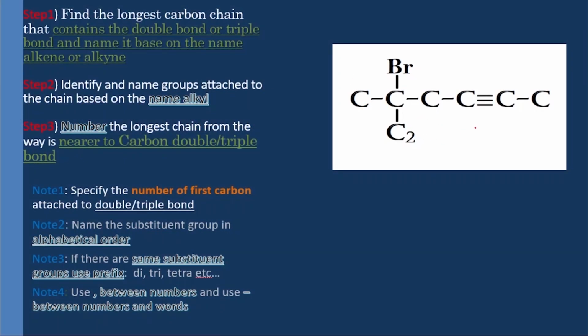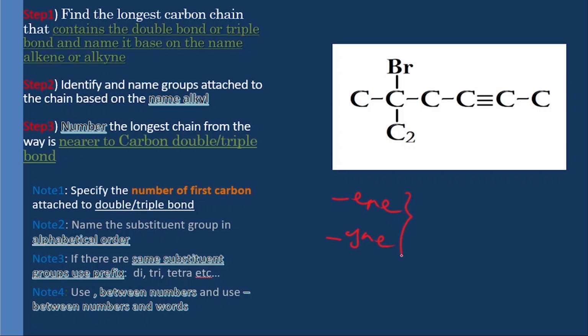In this example, we see a triple bond, and we know the name of a structure that has a triple bond is based on alkyne. There is no difference between naming alkene and alkyne. The only difference is the name of the main carbon chain. The name of the main chain of an alkene has the suffix -ene, and the name of an alkyne has the suffix -yne.